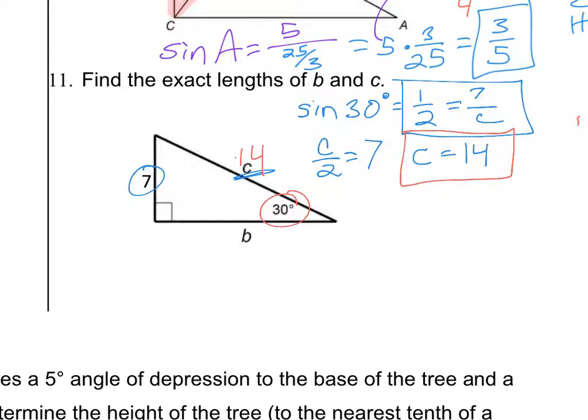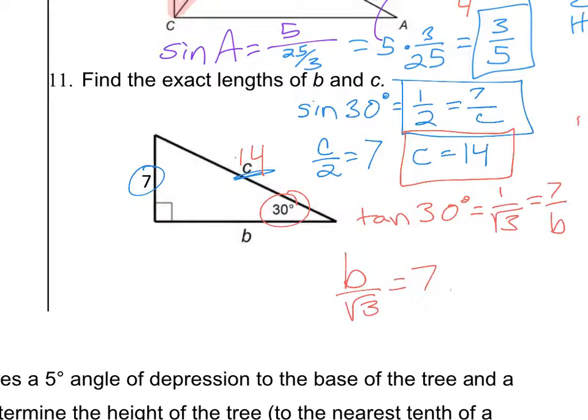I know that the tan of 30 degrees is 1 over root 3. And I know in this case that opposite is 7 over B. To solve this, I get B over root 3 equals 7. Multiply both sides by root 3. B is 7 root 3. This is my second length.